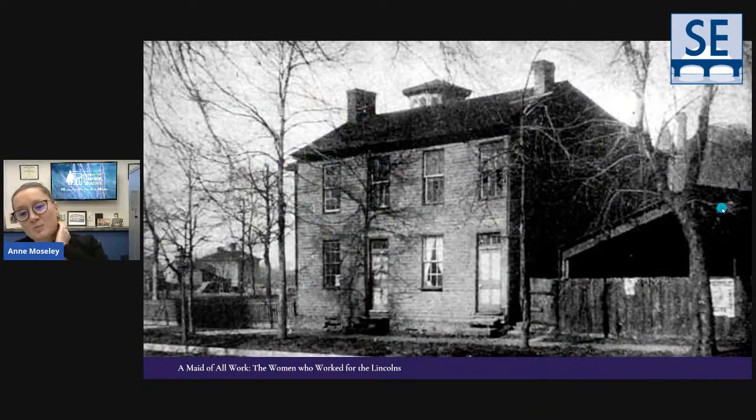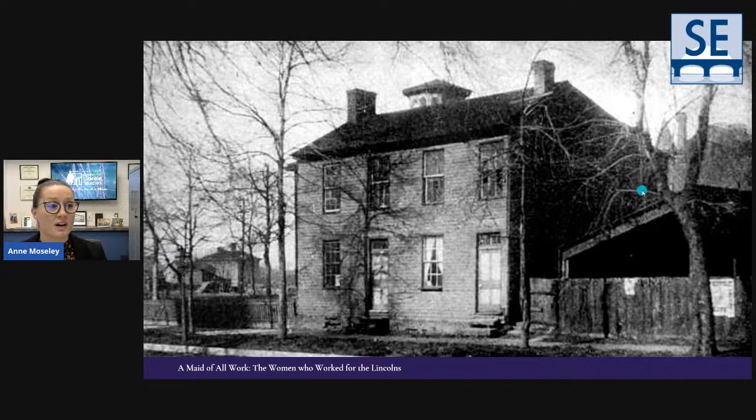So what did Springfield look like during the time the maids worked for the Lincolns? Well, I already showcased some of the different immigrant groups that came in and out of Springfield. And what I'm going to be showing you here is the Globe Tavern. This is the first home that the Lincolns had. This is where Robert Lincoln was born. And this is where Mr. and Mrs. Lincoln started their lives together.